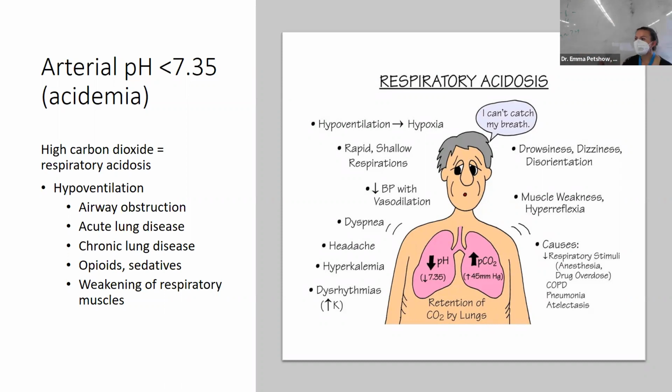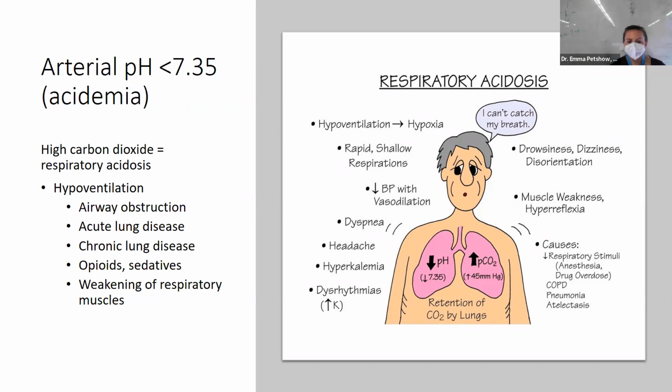This is when we see hypoventilation. We can see this from airway obstruction, acute lung disease, chronic lung disease, opioids or sedatives, or weakening of respiratory muscles. And your patient is going to hypoventilate to the point of hypoxia, right? So we already have a high carbon dioxide level. We can see rapid shallow respiration. They're breathing fast, but it's rapid and shallow. They're not getting adequate oxygenation in. Your blood pressure can decrease. You can have some vasodilation.